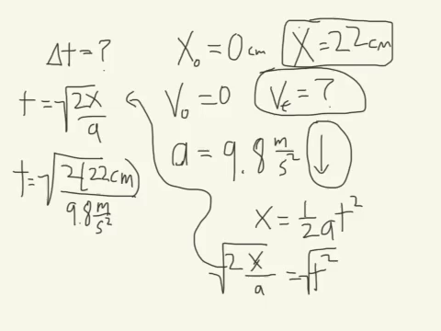Let's think about how our final answer would look in terms of the units. What would be the units of our final answer? Well, we would have to take centimeters and divide by meters per second squared, and we would have the square root of all that. That is a huge mess. That is a big problem. That is not working.